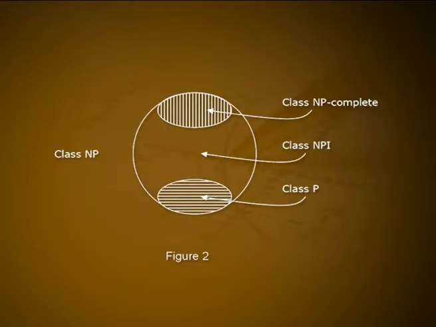You can see the figure. The class NP has subsets now: class NP-complete, class NPI and class P.